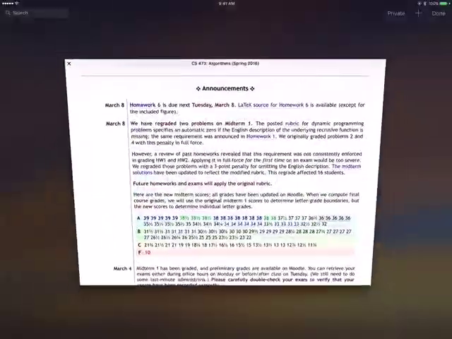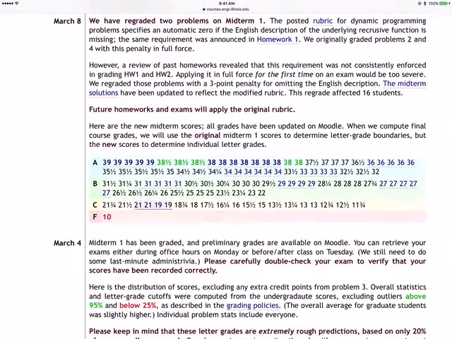These, the ones further up, are "you forgot to write down the English description, you lose 3 points." The scores that are recorded on Moodle reflect the new rubric. The posted solutions reflect the new rubric. The numbers that are actually written on the front page of your exam may or may not reflect the new rubric. So check with Moodle to make sure what your actual score is. And I apologize for the confusion.